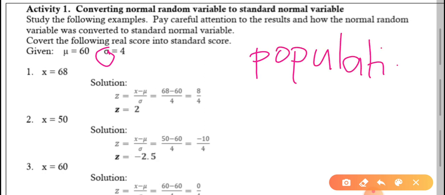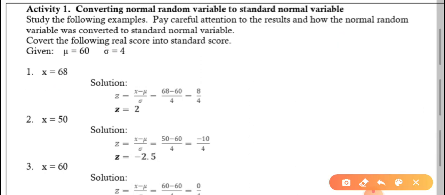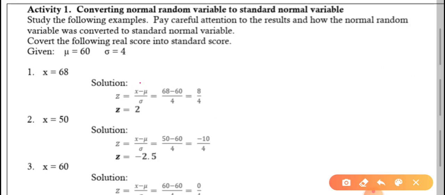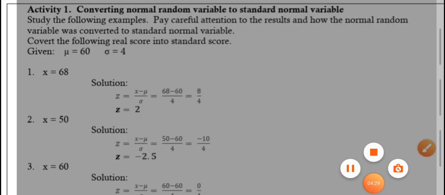Okay, so going back, we have the given of x is equal to 68. Kung matatandaan nyo, ang ating formula ay ito, x minus mu over standard deviation. Simply, kung ano yung value ng x mo dito, i-replace mo lang dito sa formula, minus kung ano yung value ng mu nyo dito, i-replace lang dito, and then kung ano yung value ng standard deviation, palitan lang to. So 68 minus 60 is 8 divided by 4. Z is equal to 2.